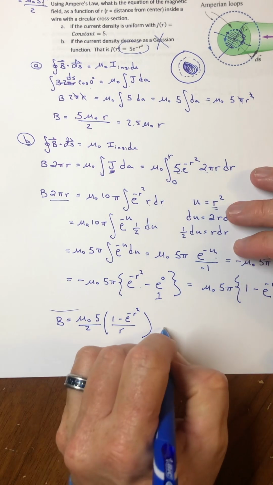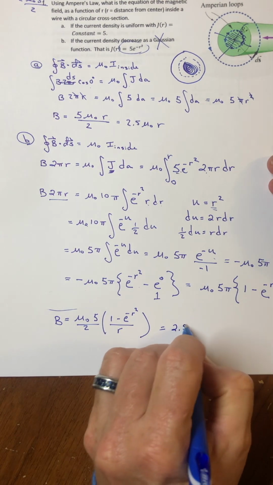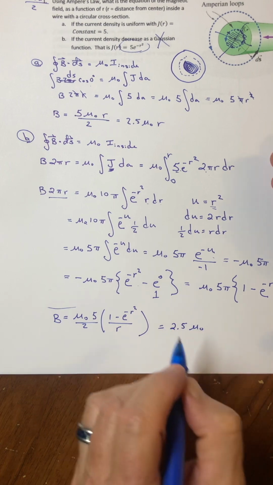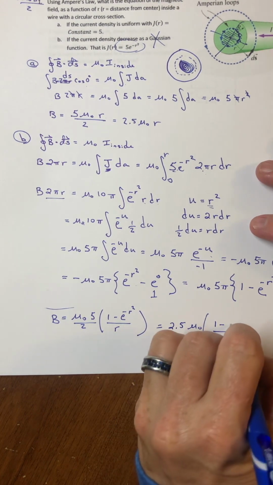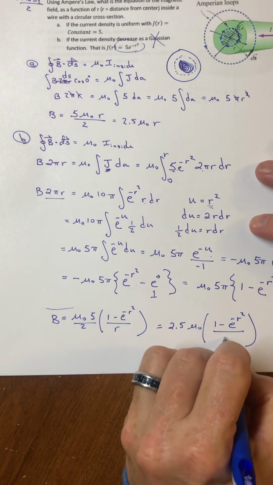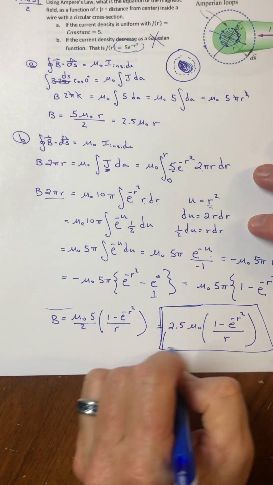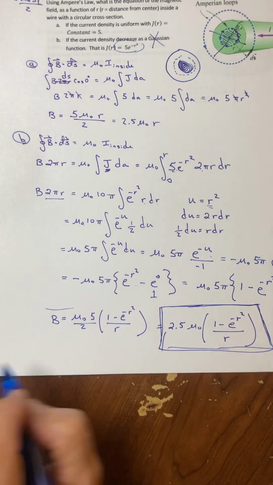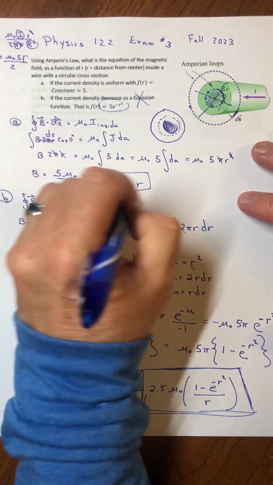Or maybe the very last step is to simplify this to 2.5 mu naught. And the numerator is 1 minus e to the minus r squared. And in the denominator is r. Yay! And that's the hard one. And it looks a little bit like this one.